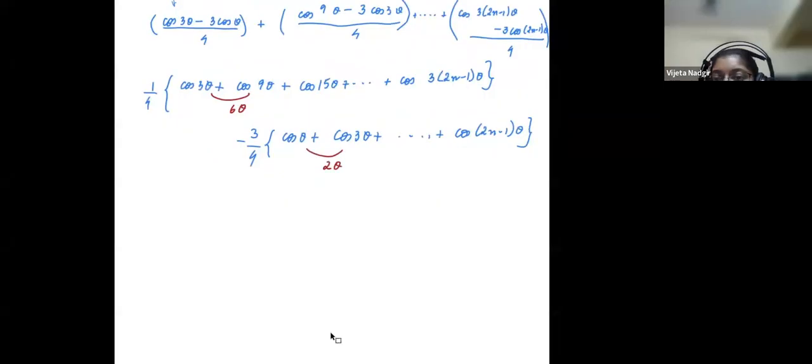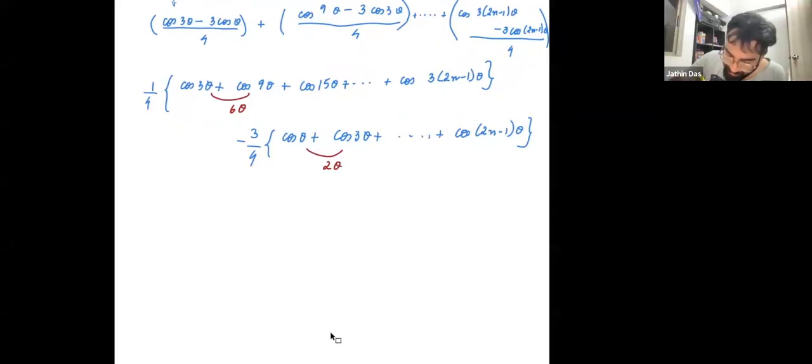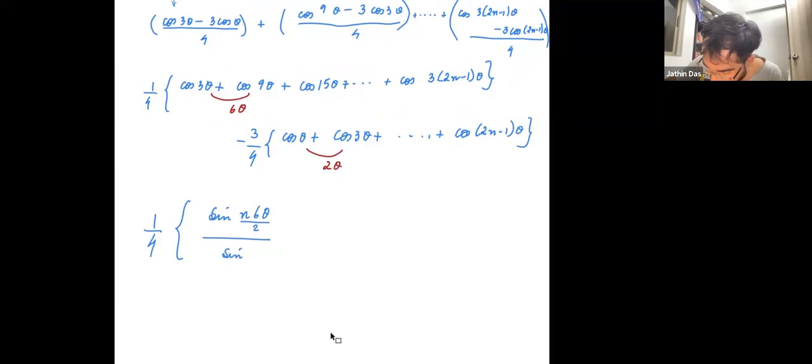That's all. So 1 by 4. The number of terms is the same: you're splitting n terms into two parts, so you will get two different series of n terms. So n times 6 theta by 2 divided by sine 6 theta by 2, into cos 3 theta plus 3 into (2n minus 1) theta.